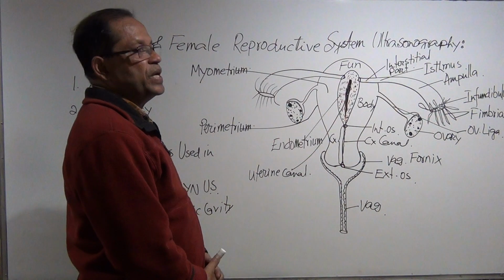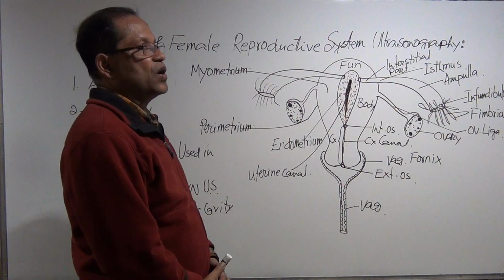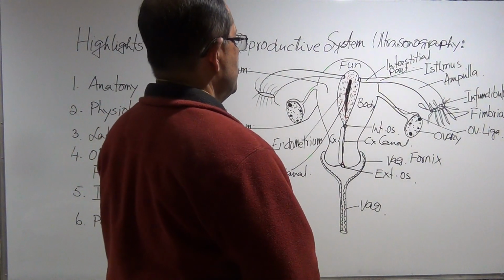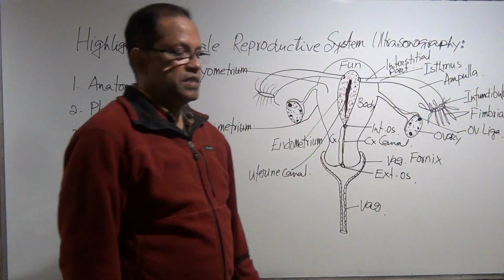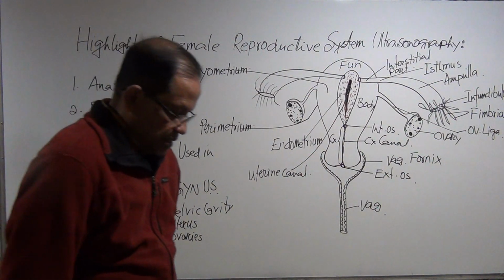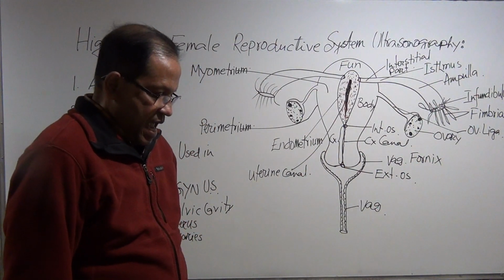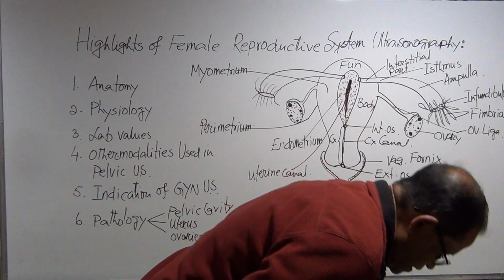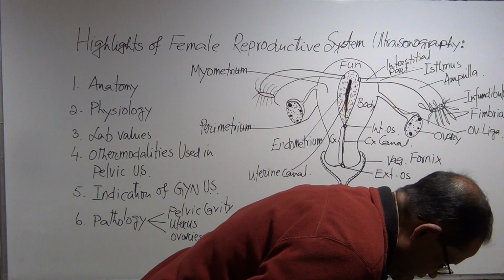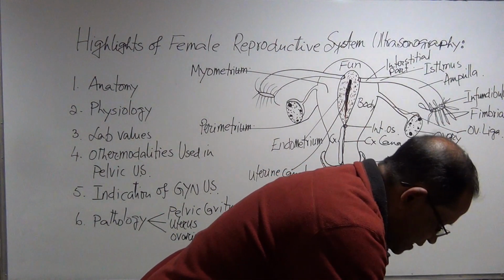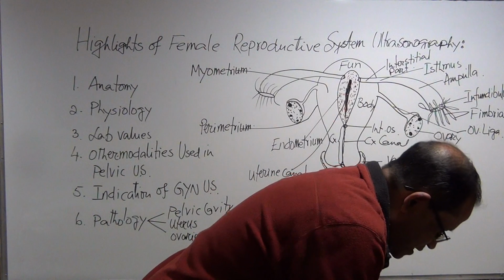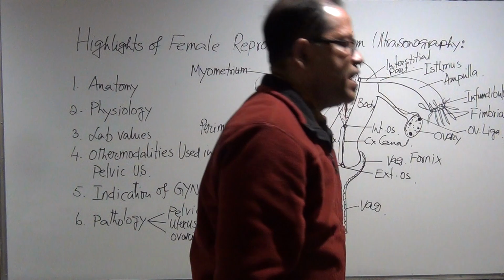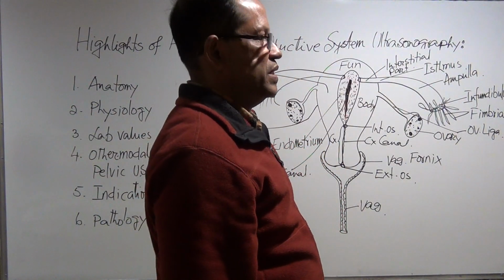Ovaries are attached with the posterior layer of the broad ligament. Now, this uterus is anteverted. That means it looks like that, hugging the bladder anteriorly. And this position of the uterus is maintained by the round ligament.